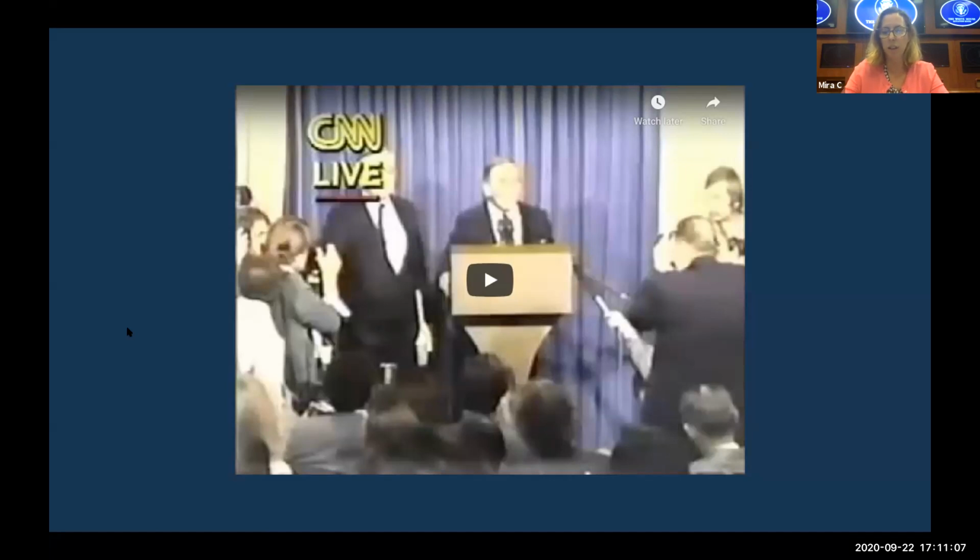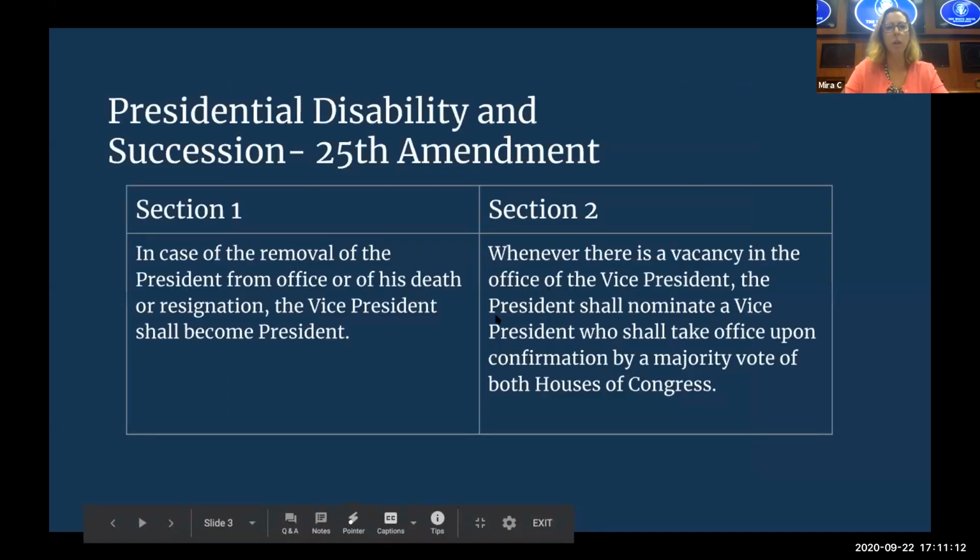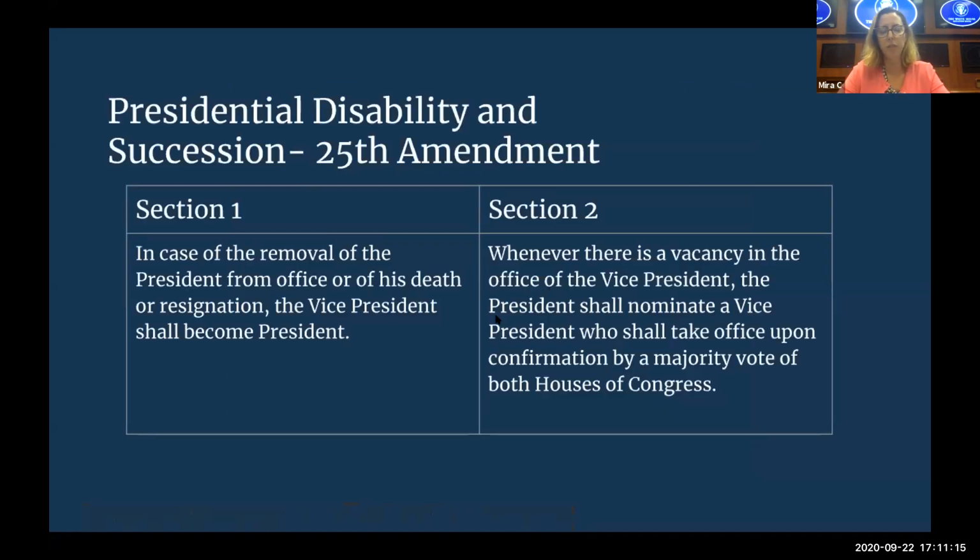So let's take a look at the Constitution. Okay, here we go. So we have the 25th Amendment, which was voted into place after President Kennedy died. And it was not clear that there was anything specific in the Constitution as to how power was to be handed over. So put into the Constitution, we have Section 1: in the case of removal of the president from office or of his death or resignation, the vice president shall become president.